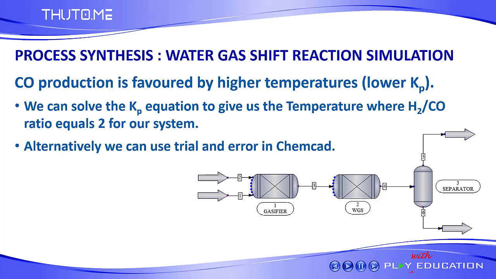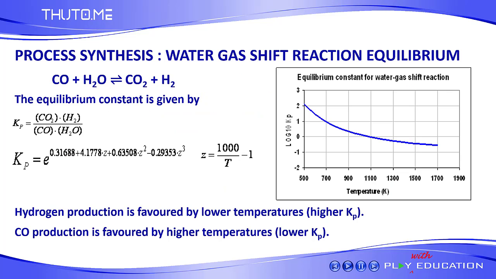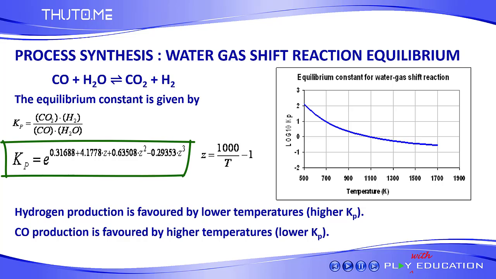Okay, carbon monoxide production is favored by high temperature, as we have stated. And remember, we are aiming to produce carbon monoxide. That's our direction of the water gas shift reaction that we are looking at. What you can do is solve the Kp equation to give us the molar ratio of 2. We know that Kp, if you look at this equation, is a function of temperature, and we equate it to the molar ratios that we are targeting, and then you can solve for temperature. But solving for temperature for this expression would become a little bit tedious.